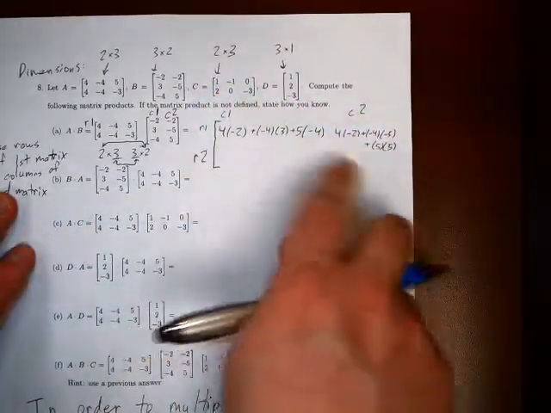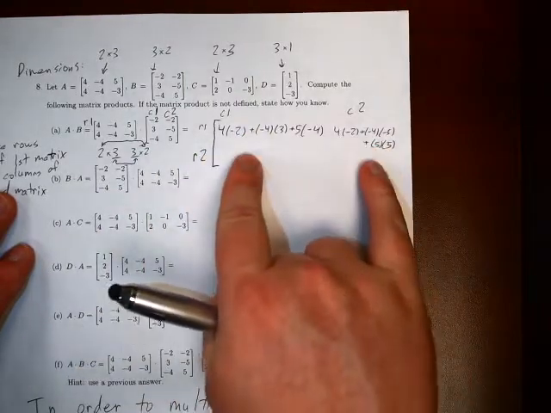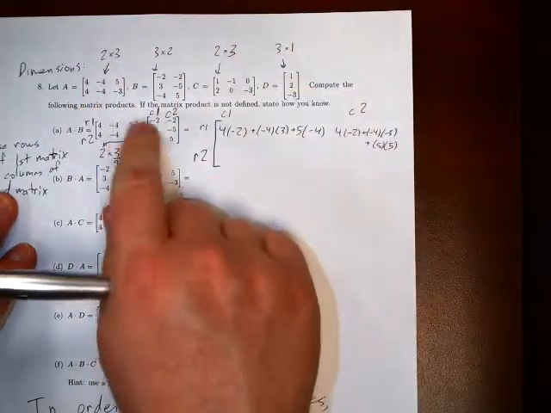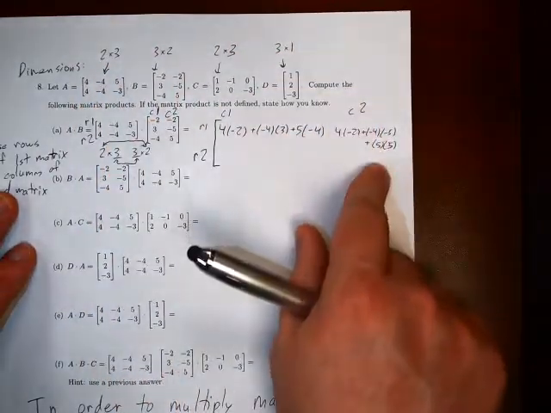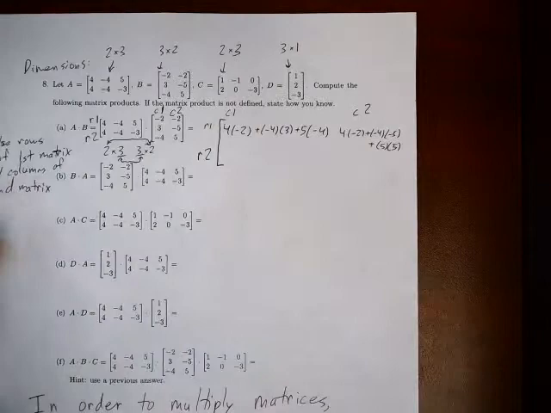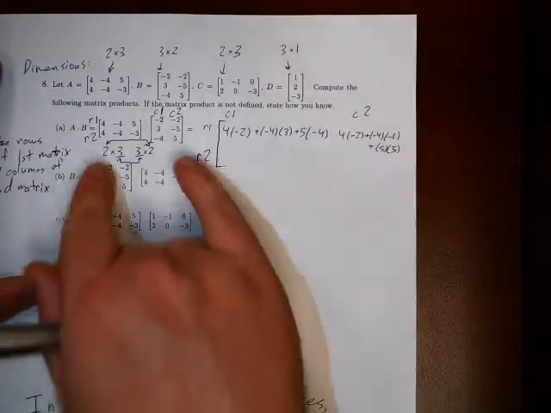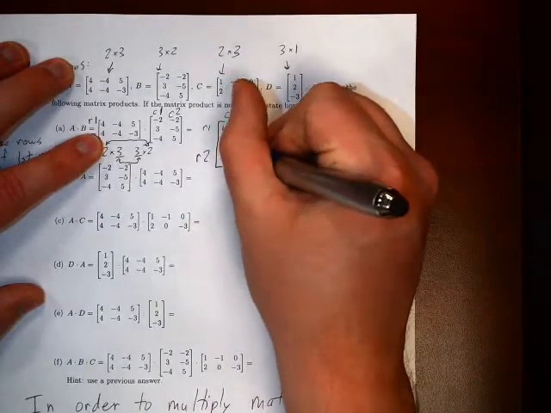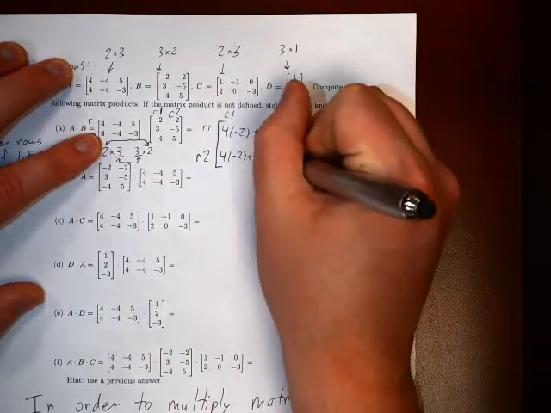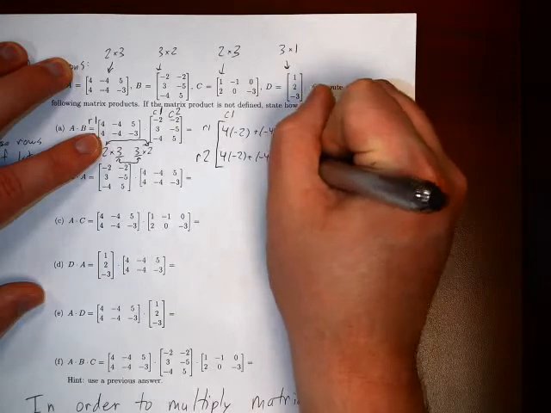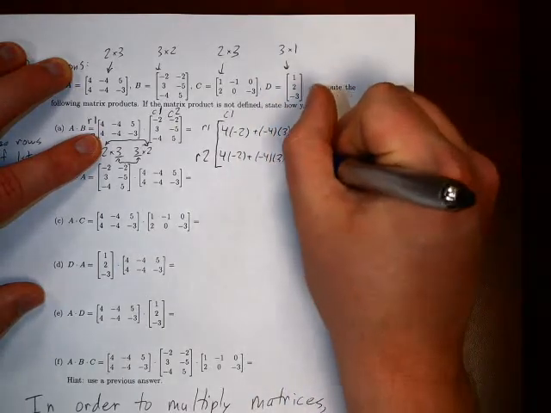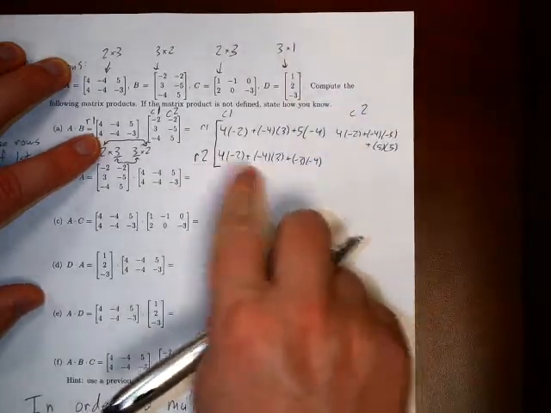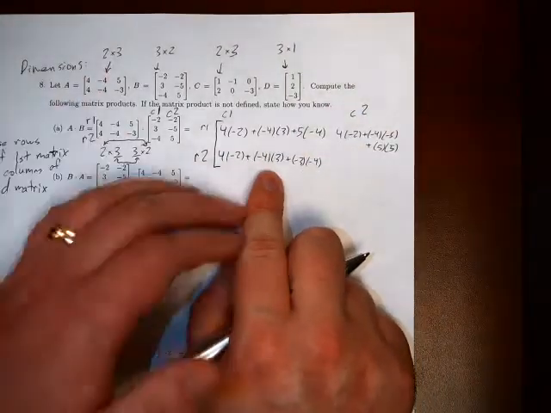And now, when we want to figure out what the entries are in the second row of our matrix, we're going to take the second row of A and combine it with either the first column or the second column of B, depending on where we are. So we'll have 4 times -2 plus -4 times 3 plus -3 times -4. And that'll be for the row 2, column 1 entry.